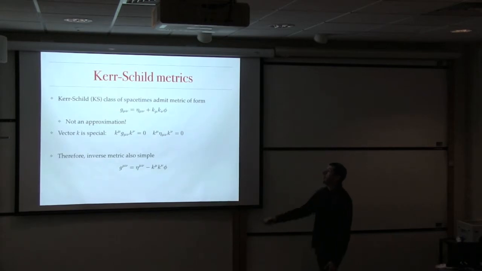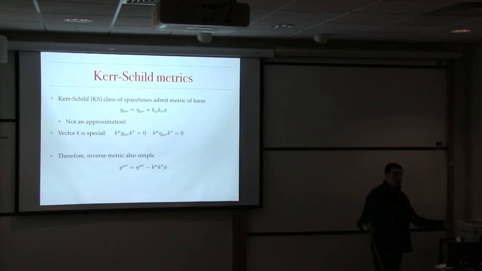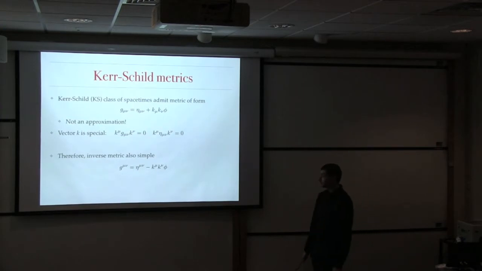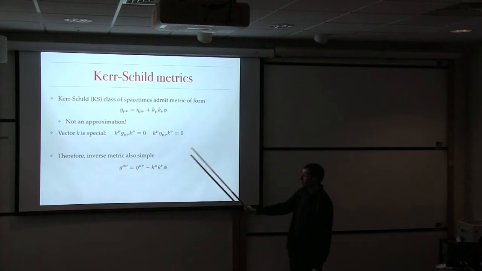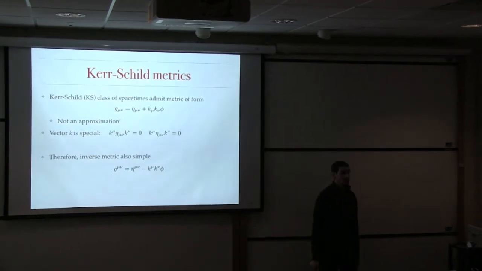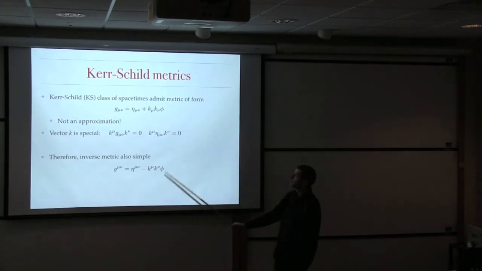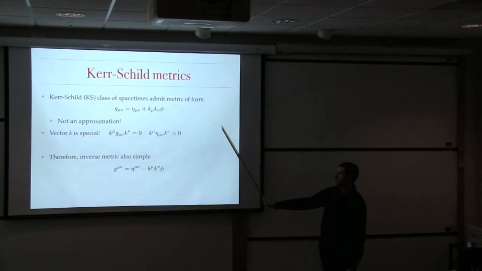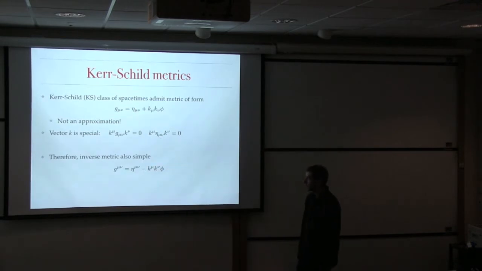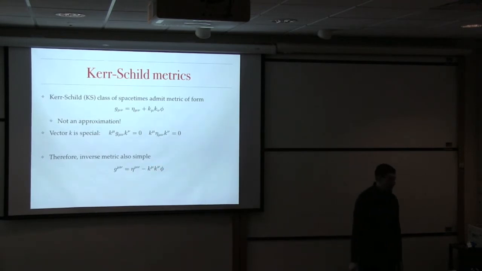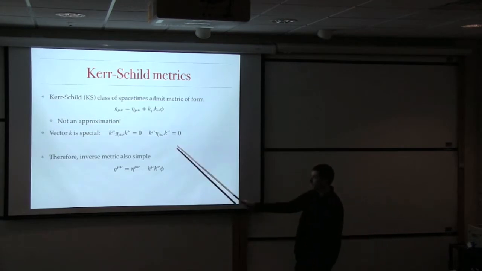Now, normally, if you have a simple metric, you typically have the unfortunate problem that the inverse metric is complicated. So, for example, if you're doing some expansion and just consider the first terms, you're going to get some mess in the inverse metric. The reason why the inverse is so simple here is precisely because the vector K has this special property that it's null with respect to both metrics.